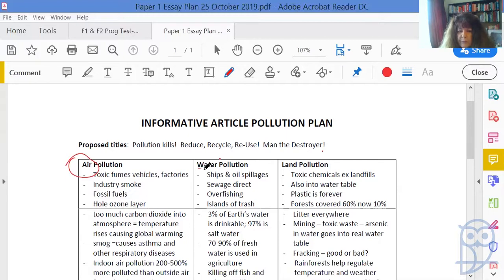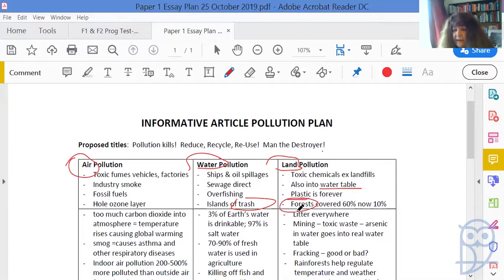What about water pollution? Ships, oil spillages, sewage going directly into the sea, overfishing, islands of trash all over the ocean. Some of the things: land pollution, toxic chemicals from landfills where all the rubbish and trash goes from millions of people all over the globe. And these toxic chemicals leach into the water table. Plastics everywhere, which is never going to degrade.